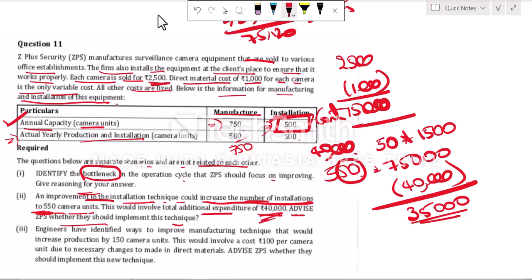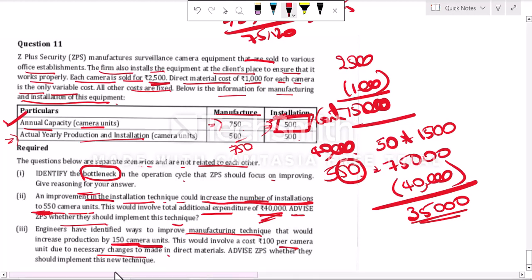Engineers have identified ways to improve the manufacturing technique that would increase the production by 150 camera units. This would involve a cost of 100 per camera. See, they want to increase the production by 150 camera units. So this would cost 100 per camera unit due to the necessary changes made in direct material. Advise ZPS whether they should implement this technique or not.